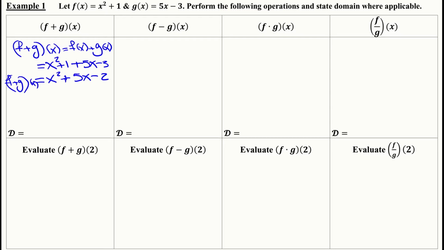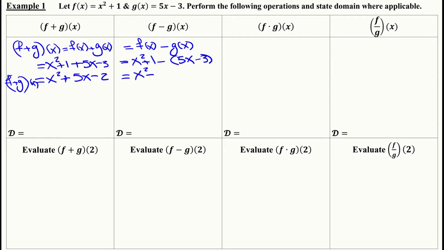Now for f minus g of x, it's going to be very similar. So we're going to get f of x minus g of x. So f of x is x squared plus 1 minus, this time we do need parentheses because g of x has more than one term and this negative needs to be distributed to them. So we write minus quantity 5x minus 3. Now we're going to just distribute and simplify.